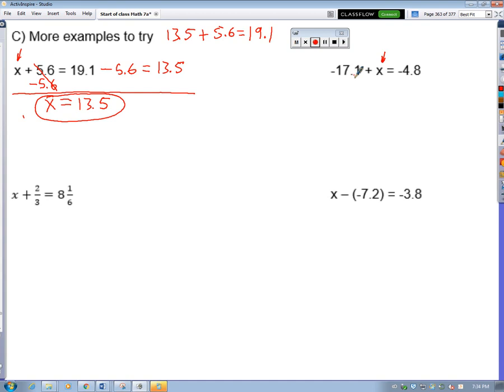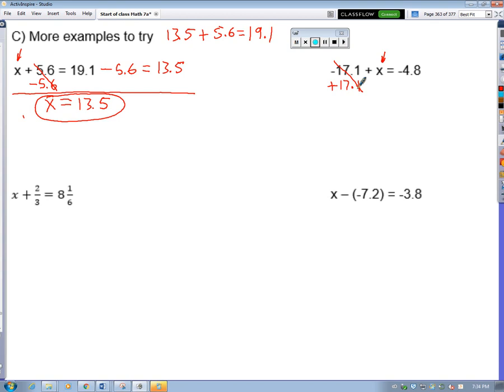Negative 17.1, if I do the opposite of that, if I add 17.1, that is going to make that cancel out and disappear. Okay, negative 17.1 plus positive 17.1 equals 0, and it cancels it out. That's what I want to do.